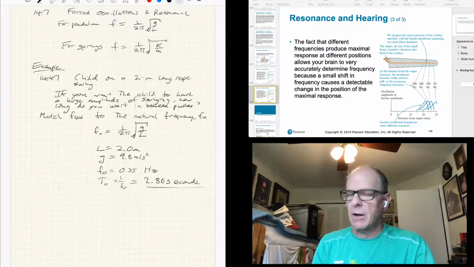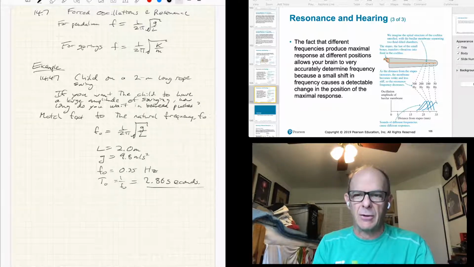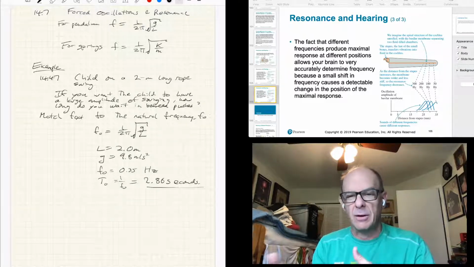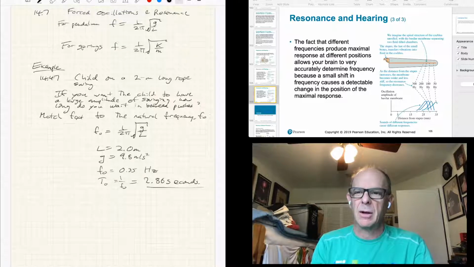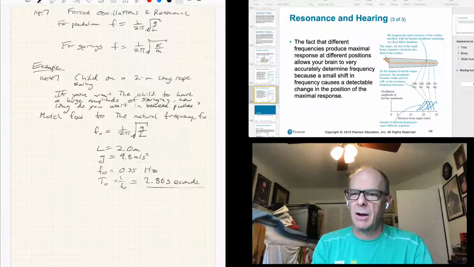So that's how resonances and forced oscillations work. You're just matching the frequency, or if you want to think about it, matching the period of the natural frequency with some external forcing frequency.